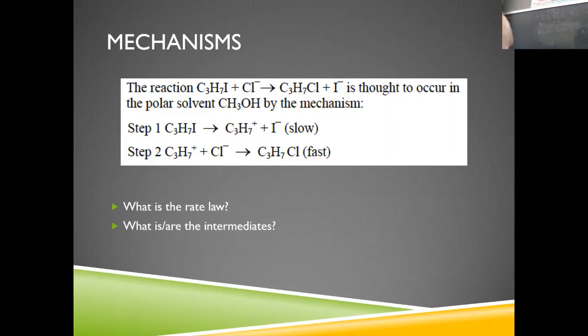And then it asks, what are the intermediates, or if there's only one, what is it? So the cation, right, the C3H7 plus, everybody agree on that one? What about I? Is that an intermediate? No, because it doesn't get canceled out. It doesn't get used up in the next step. What about the chlorine? It's used up. It's just an overall reactant because it's never produced later on. We're going to have to find some source of chlorine, chloride, to put it in there.